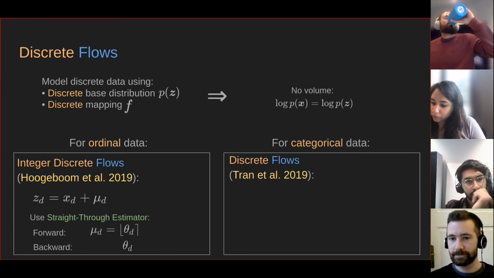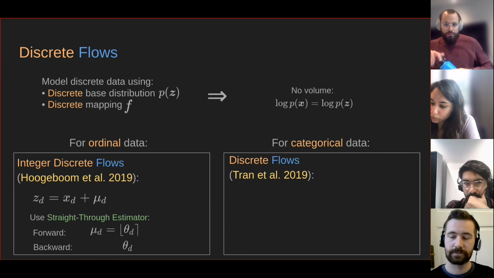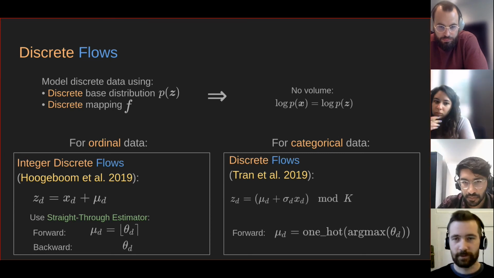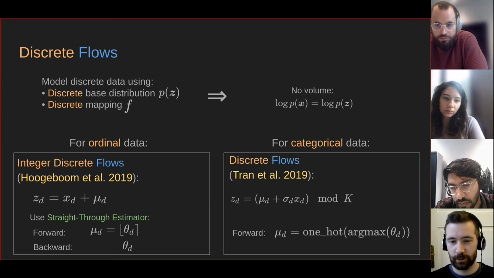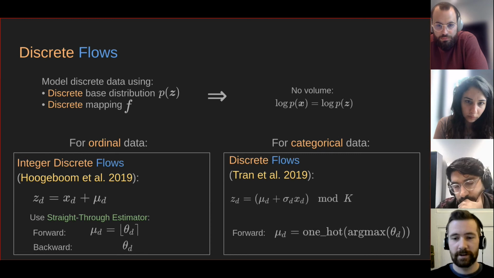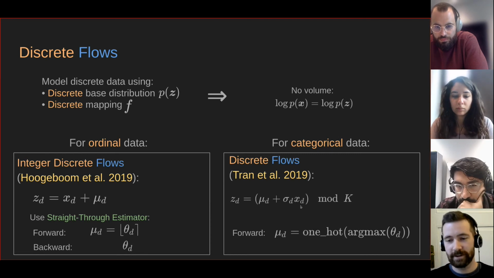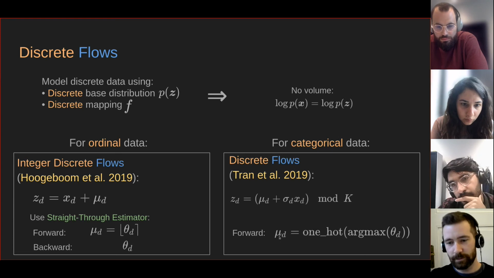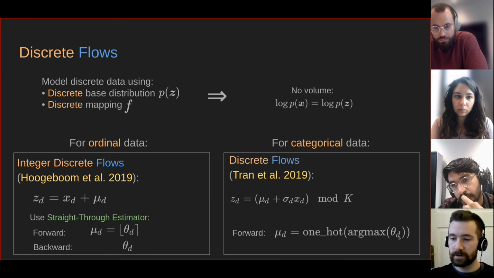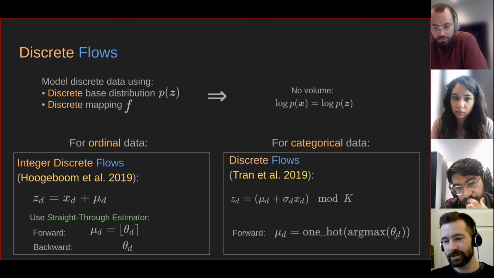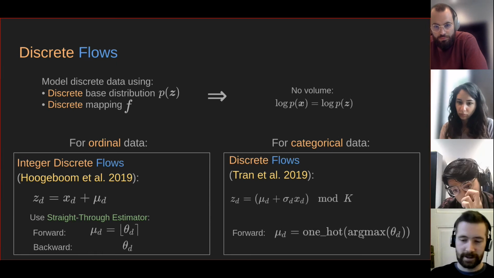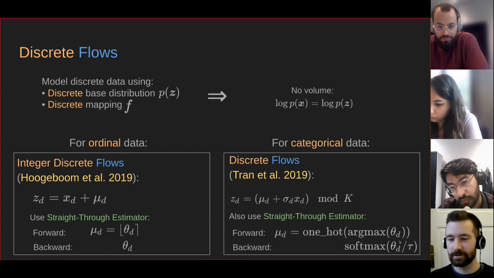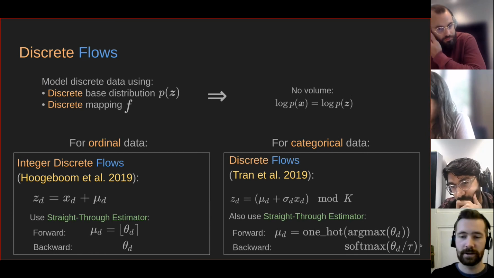On the other hand, we have discrete flows, which were introduced by Tran et al., which work for categorical data. The transformation looks like this. It's again using, for example, a coupling transformation where per dimension you transform like this. Here X and Z are also integers, but they only take values from 0 to K-1. And you learn this mu and potentially also the sigma using a transformation like this. You output theta through a neural network. This is a continuous variable. Then you take the argmax of that. Again, this is non-differentiable. So they also use the straight-through estimator, and they approximate this by a softmax operation, pretending it was a softmax with some temperature in the backward pass.